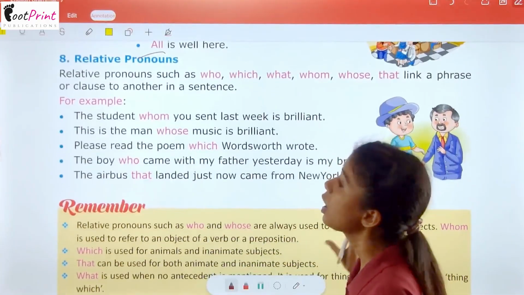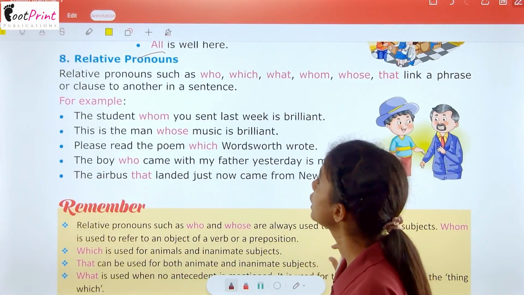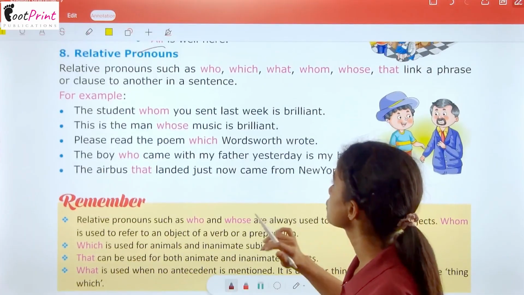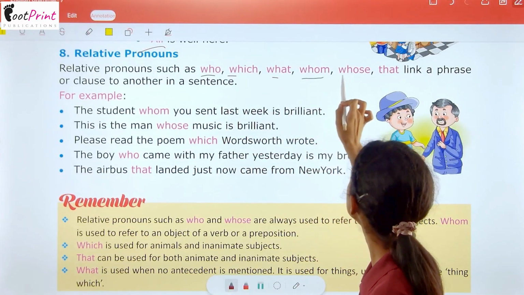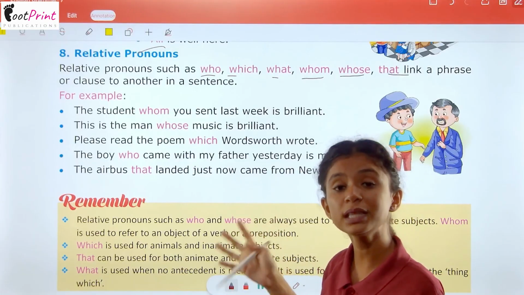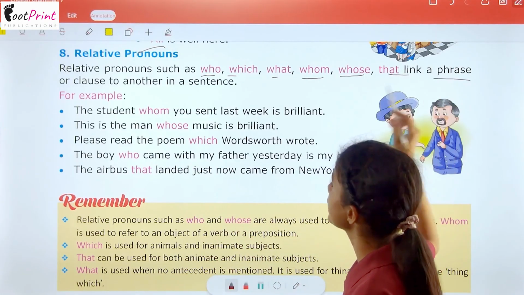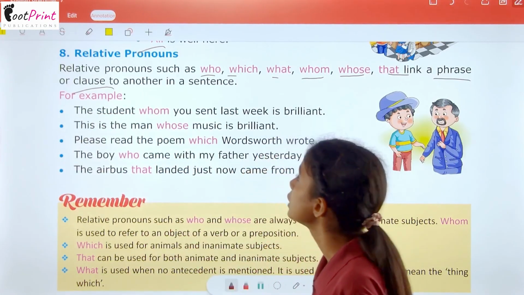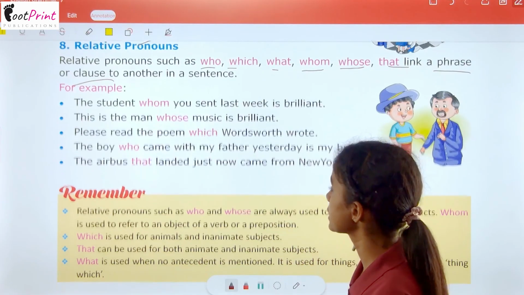And here we have our last kind of pronouns, that is relative pronouns. Relative pronouns such as who, which, what, whom, whose, that. These words link a phrase or clause together in a sentence. How? Let's see the examples.